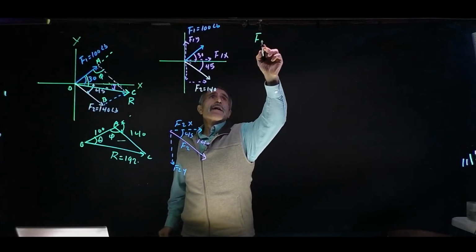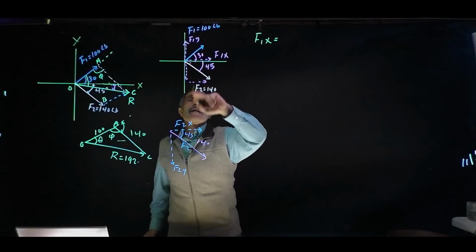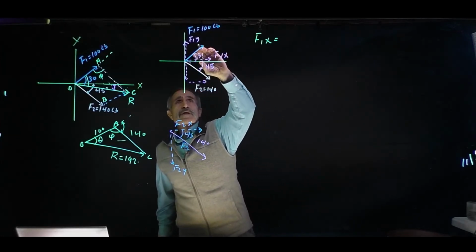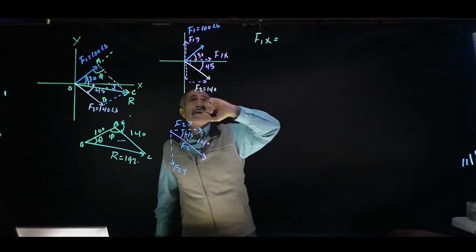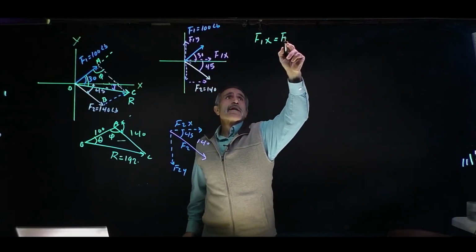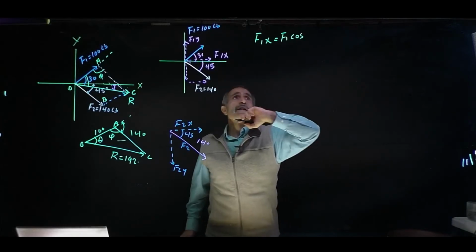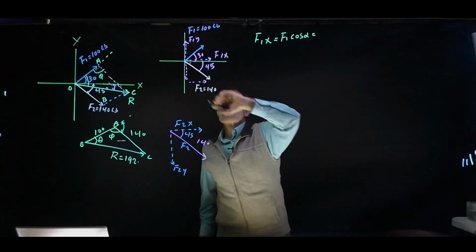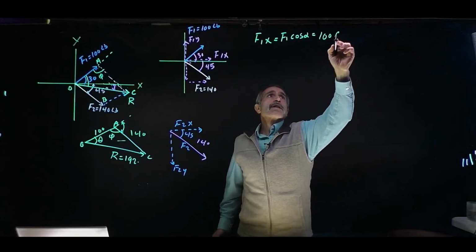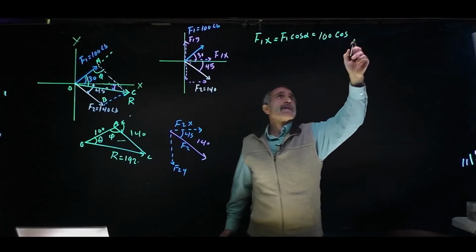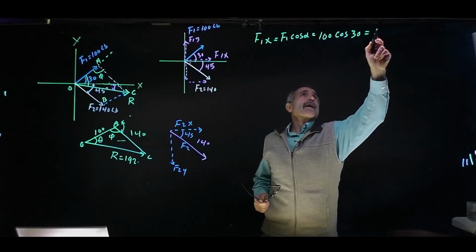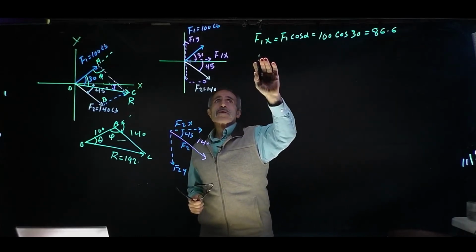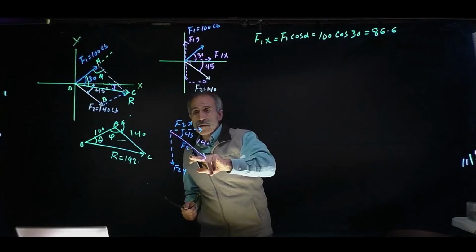F1x is right here. It's equal to the x component of this force, which is a cosine, so you multiply by the angle between them. It's going to be F1 cosine of the angle, call it alpha for now, which is equal to F1, which was 100 pound, 100 times cosine of the angle, which was 30 degree, and that comes out to 86.6.